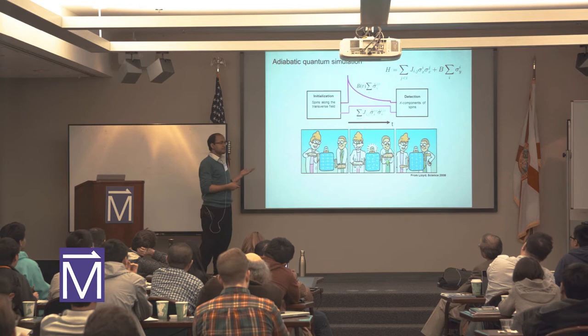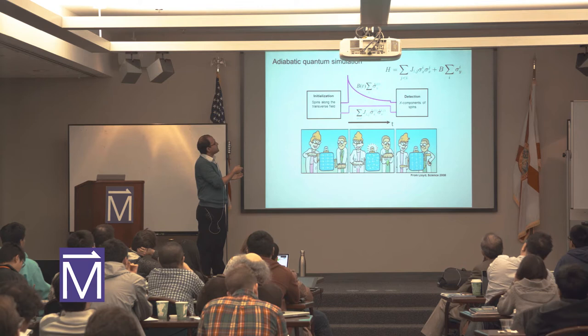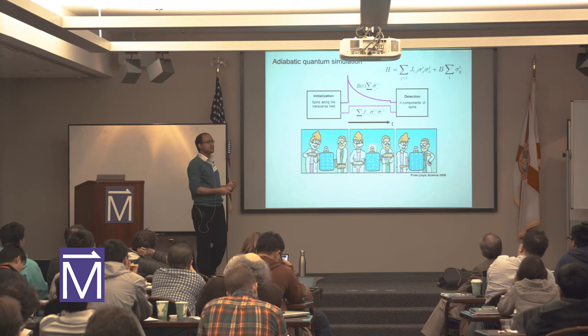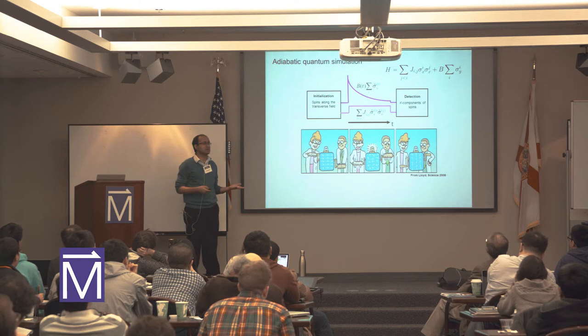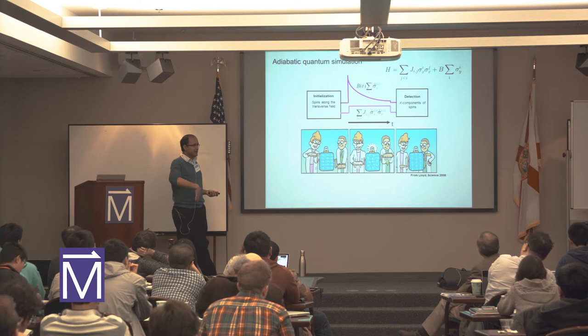And next I'll be slowly ramping the Hamiltonian down and changing the parameters slow enough such that I am always in the ground state, instantaneous ground state. And then I stop at the value of B and Jij that I want to look at the system, right? And then I do a detection. And we can detect in any basis because we can, again, rotate our basis by single qubit operations, right?